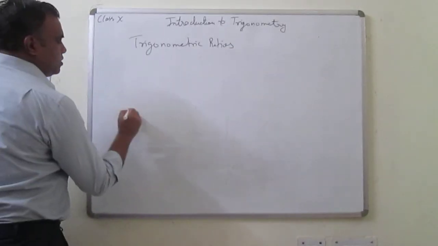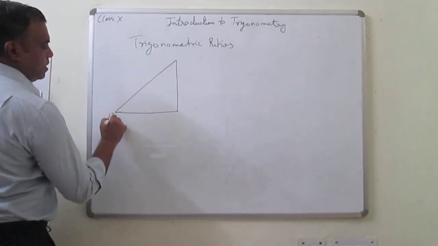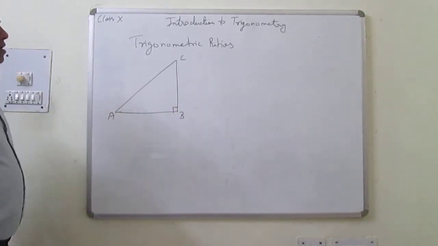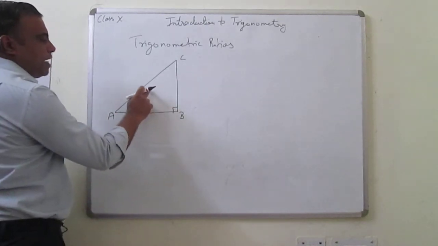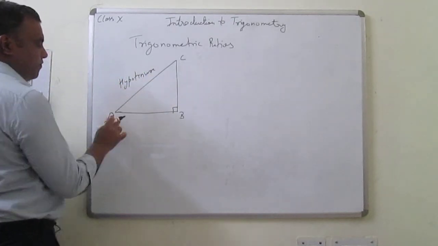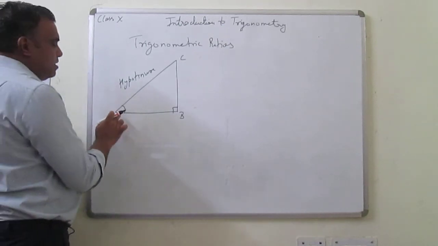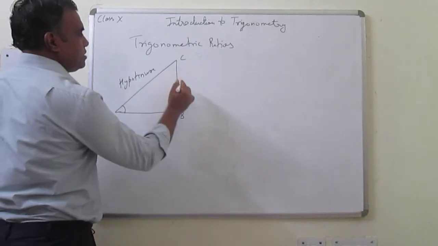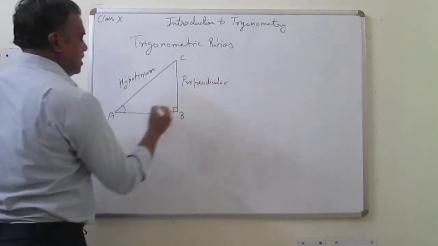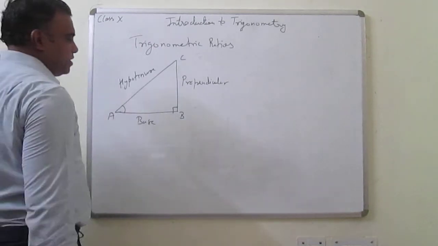Now let us draw a right angle triangle ABC. It is right angle triangle at B. Now the side opposite to right angle is hypotenuse. If I take angle A, the side opposite to angle A is perpendicular and the remaining is base. Now there are 6 trigonometric ratios.